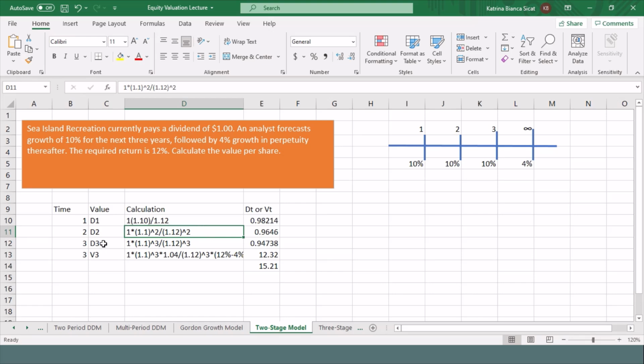And then on the third year, we're still valuing the dividends. We're not yet at the last part, because it says on the next 3 years, and then after that, it's going to be 4%. Okay. So on the third year, 1 multiplied by 1.1 raised to 3 divided by 1.12 raised to 3, you will get this answer. Now, here's the messy part.